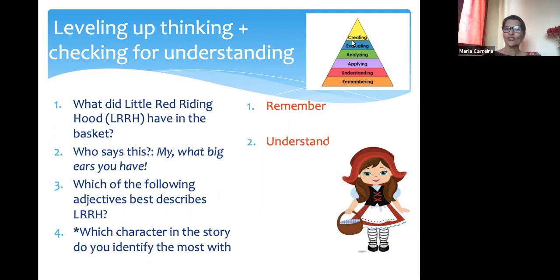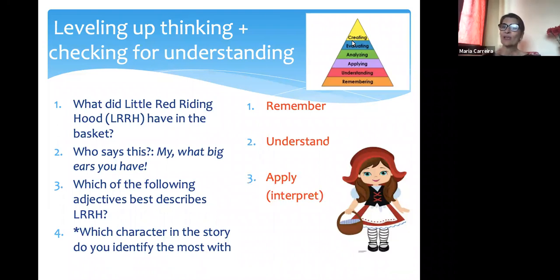The second question is an understanding question. Who says this? What big ears you have? Notice now, it's not just a matter of remembering the sentence, it's kind of reconstructed where this sentence could have been said and who could have said it.